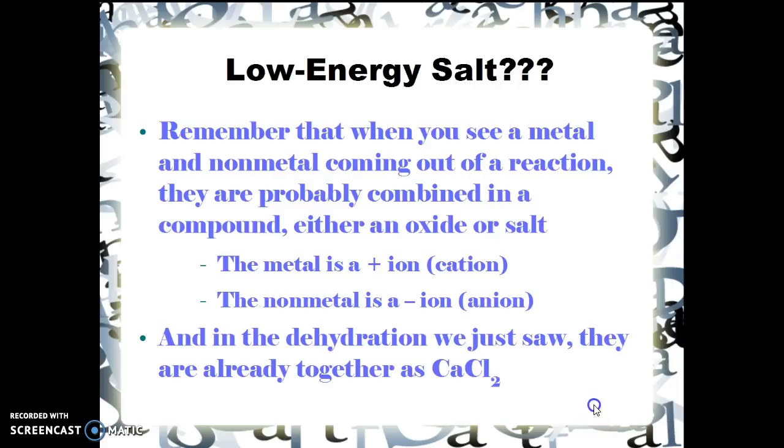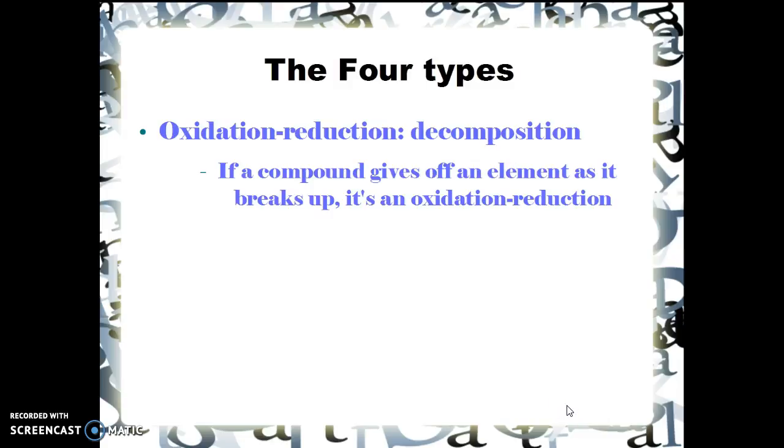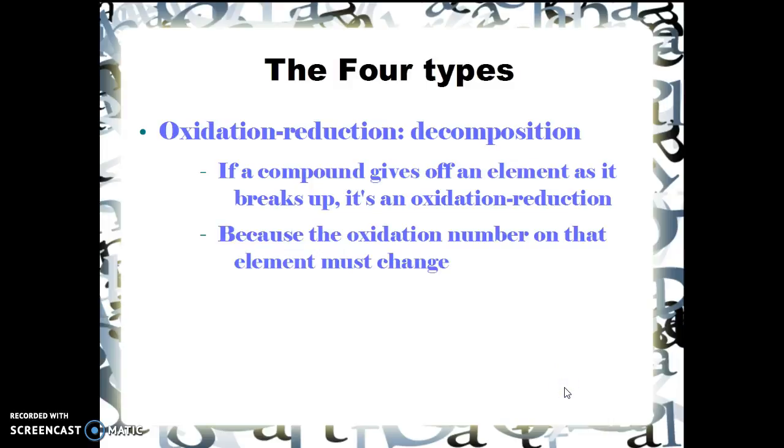without the water molecule. The second type of reaction we'll study is decomposition as an oxidation reduction. This is not a simple shaking apart. If a compound gives off an element as it breaks up, it's an oxidation reduction, because the element has had to either gain or lose electrons in order to turn from an ion or part of a molecule back into a free atom. The oxidation number on the element therefore must change as electrons are moving around.